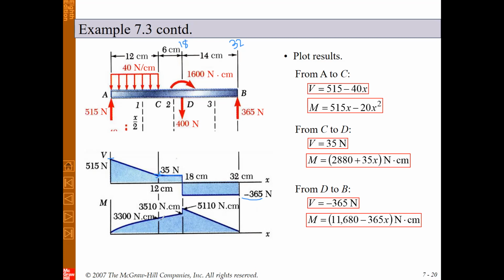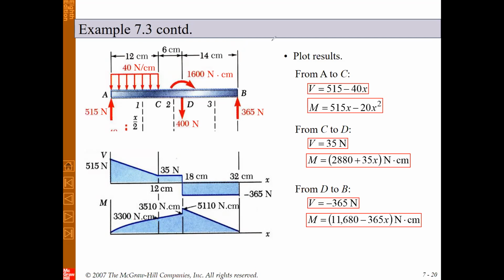But the bending moment in the first interval, when x is between 0 and 12, is a polynomial of order 2 as a function of x. And again, it starts from 0 at this point, and here it's equal to 3,300. And again, it will be a linear function of x for the interval between C and D, or when x is between 12 and 18. And finally, for the last one, we will have a linear function of x for the bending moment for x between 18 and 32.